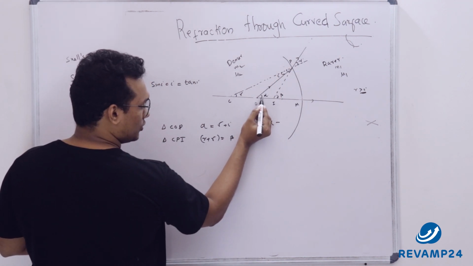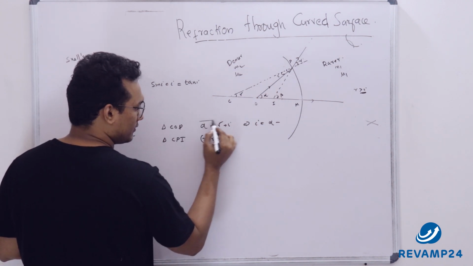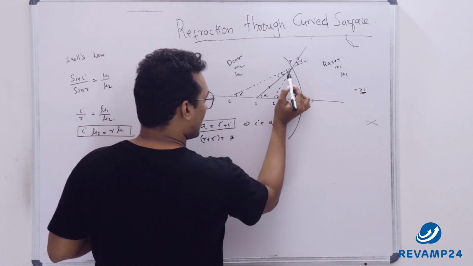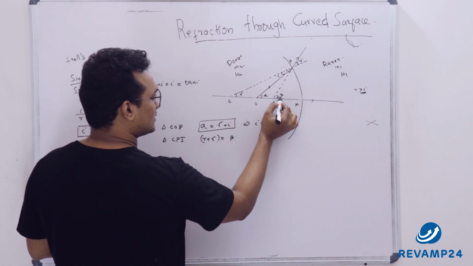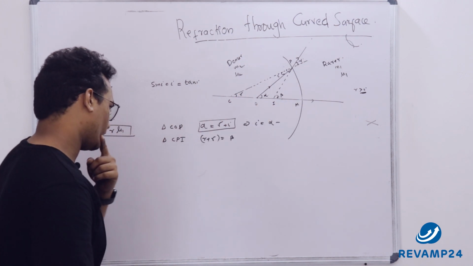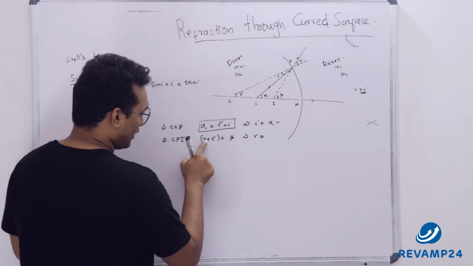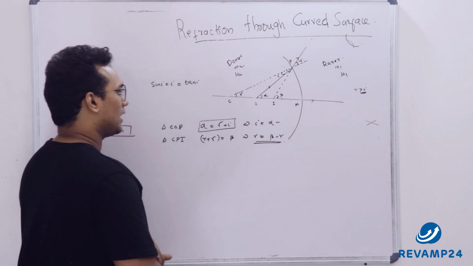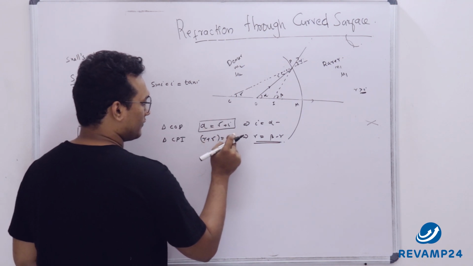Now alpha is equal to gamma plus I, from that triangle. Now from this triangle, R plus gamma is equal to beta. Now this implies that R is equal to beta minus gamma. In this case, I is equal to alpha minus gamma.